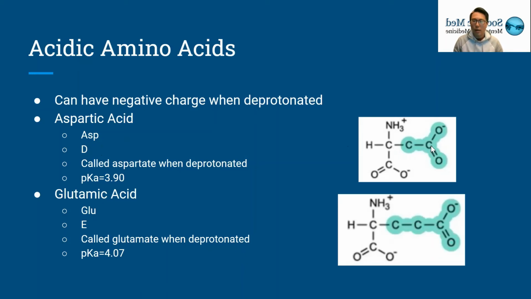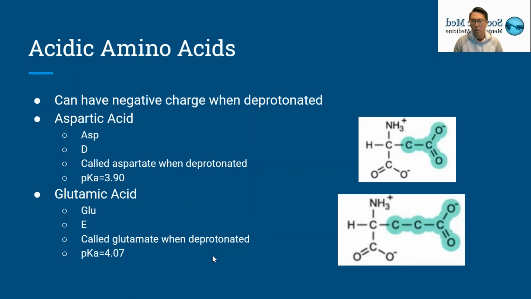So that carboxylic acid was deprotonated, so the O has a negative charge. When it's deprotonated, it's called aspartate. On the MCAT, they'll either use aspartic acid for the protonated form or aspartate for the deprotonated form. I'm going to go over this more later, but just want to let you know that the pKa of this side chain of aspartic acid is 3.90.